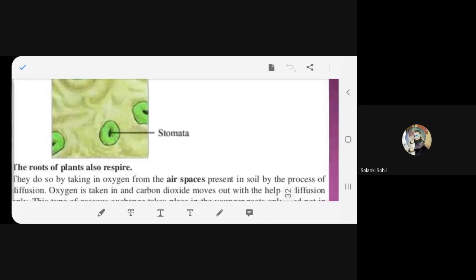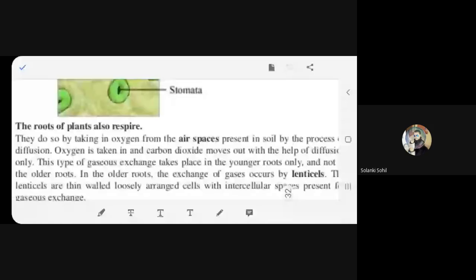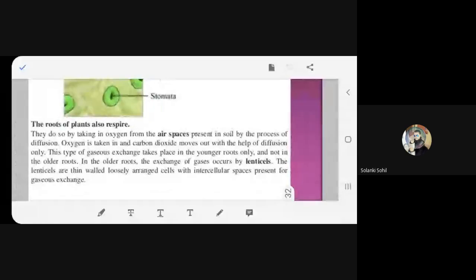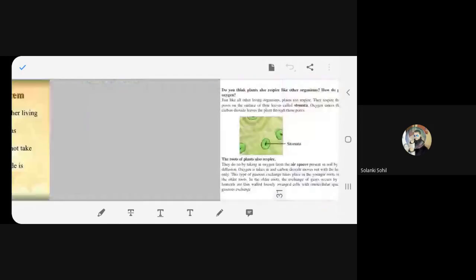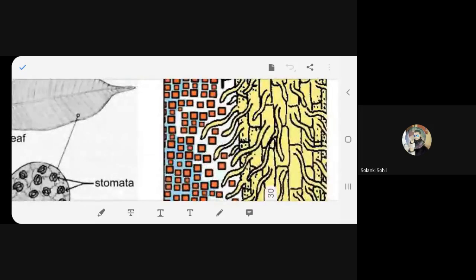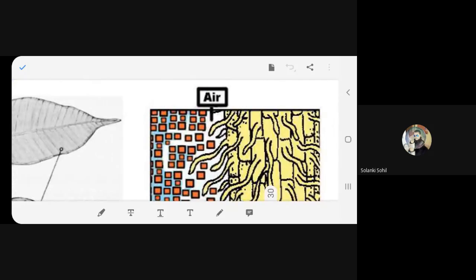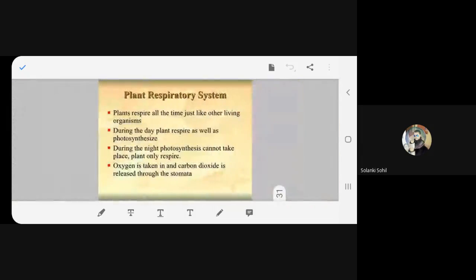This is how the stomata look. See. Okay? This is how the stomata on the leaves look. I'll not go into detail because there's too much detail, so you don't require it. The roots of plants also respire. This is what they are saying. They are taking in oxygen. The roots are taking in oxygen with the help of diffusion. What is the mechanism? Diffusion.